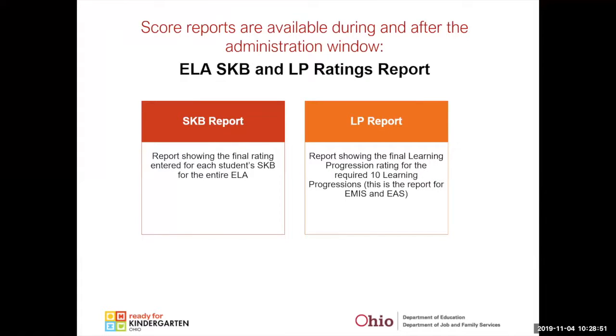So once again, there are 2 reports that are available during and after. Your SKB report, that's where you will get all of your ratings. If you're using the assessment for your comprehensive, you might see ratings for all 72 SKBs. If you're only using the ELA for your required reporting requirements, then you might only see ratings for 24 SKBs. If you want to know exactly which 24 SKBs, we have that information on our webpage.